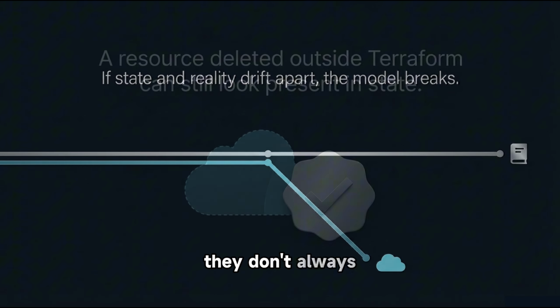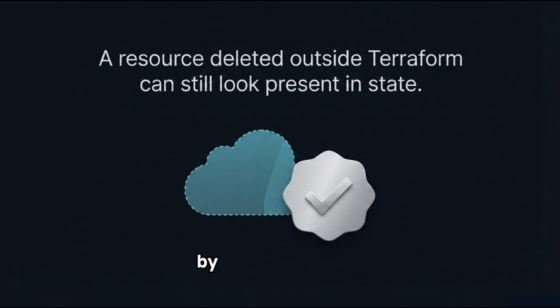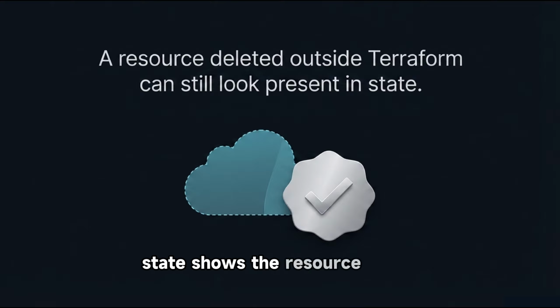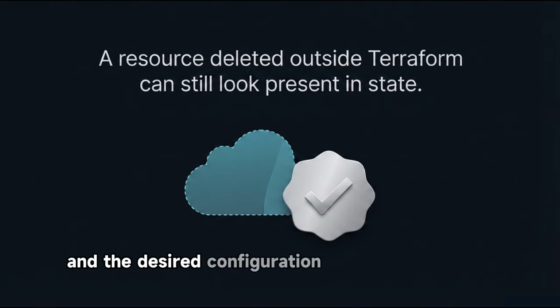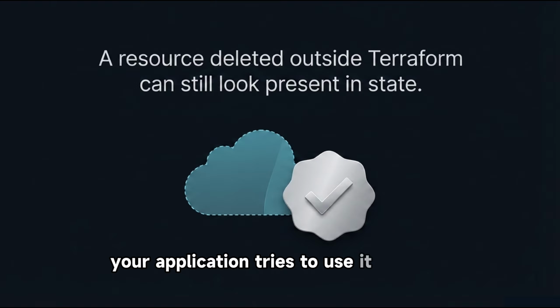They don't always. If a resource is deleted outside of Terraform, manually, by another process, by a cleanup script that didn't update state, it still exists in the state file. Terraform's plan says 0 changes. State shows the resource exists, and the desired configuration says it should exist, so no action is required. The resource is gone. Terraform believes it's there. Your application tries to use it and fails.